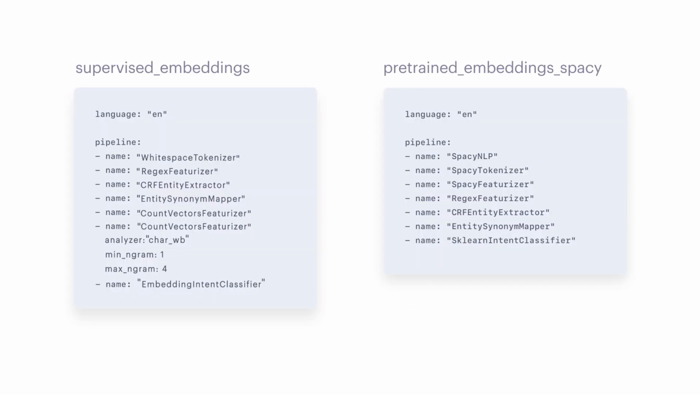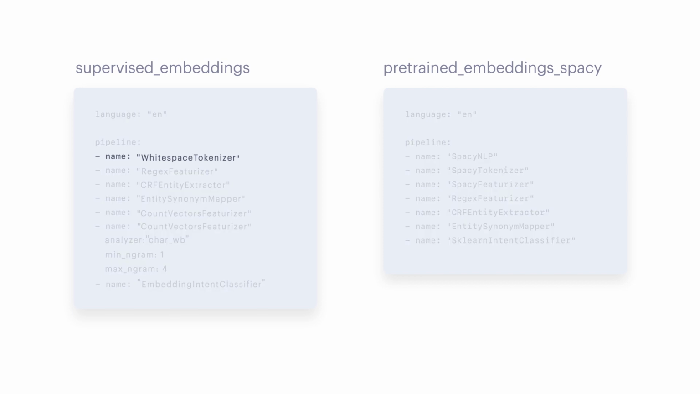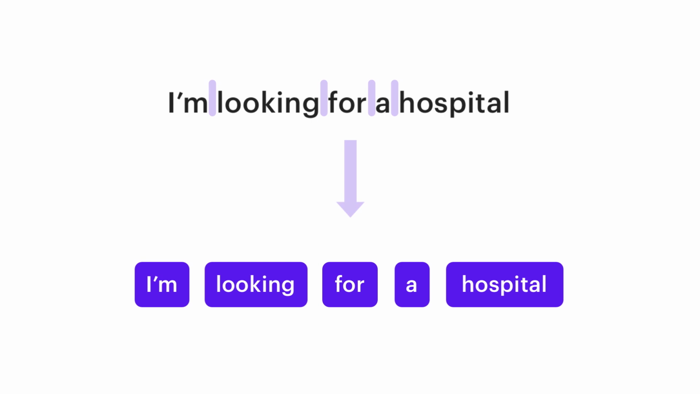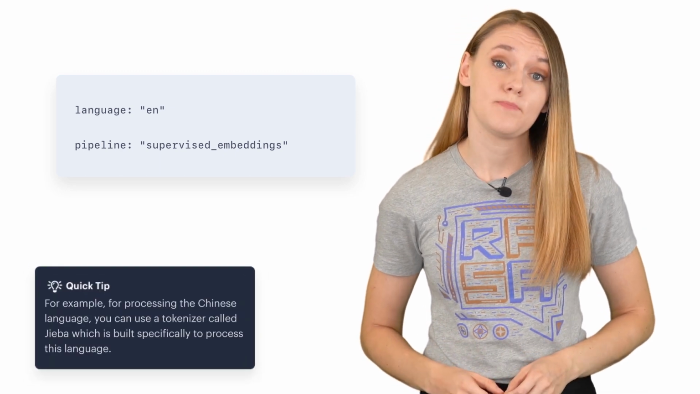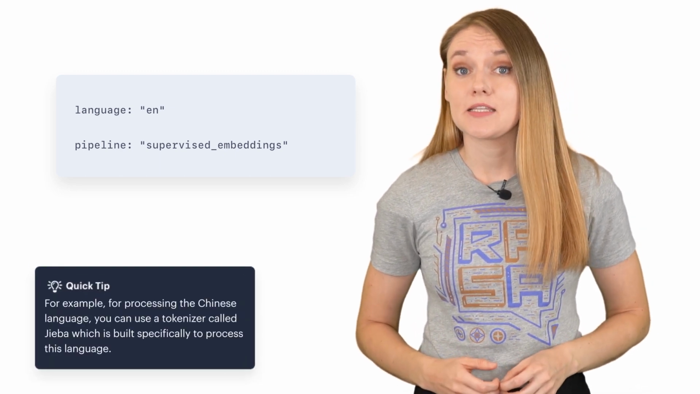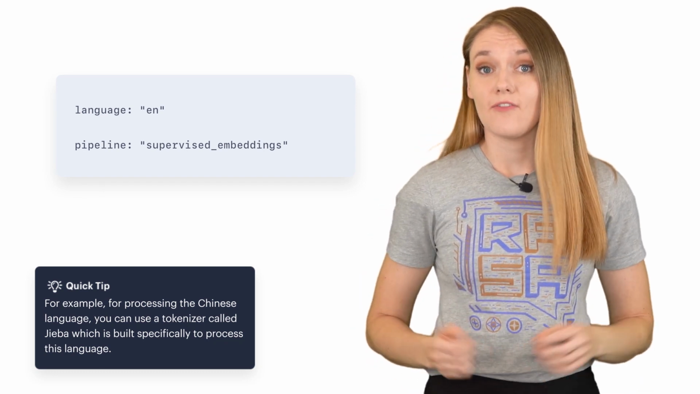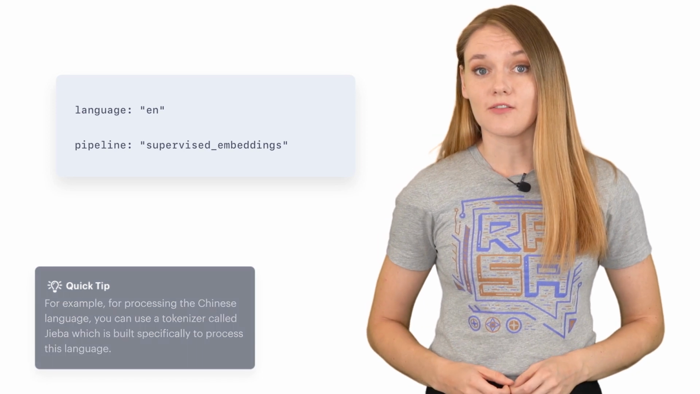There are a few tokenizers you can choose from depending on the approach you are using. If you're not planning on using pre-trained word embeddings, then the best choice for a tokenizer component is a whitespace tokenizer. How does it work? It looks for a whitespace in a sentence and creates a token for every whitespace-separated character sequence. This component is used by default in a supervised embeddings pipeline and is suitable to process most languages. However, if you are building an assistant in a language which requires more specific tokenization, you can choose another available tokenizer or build one yourself.